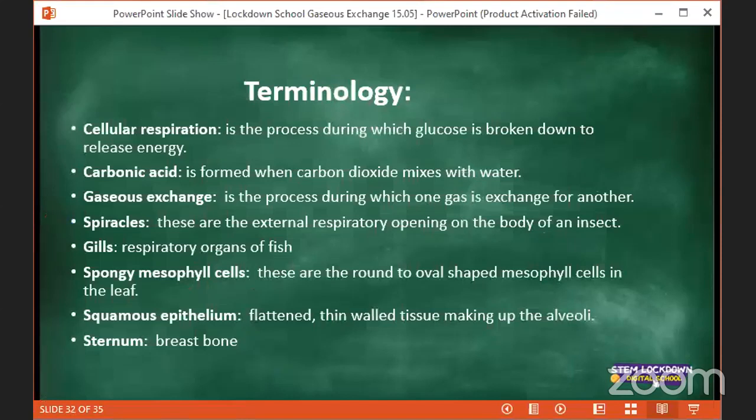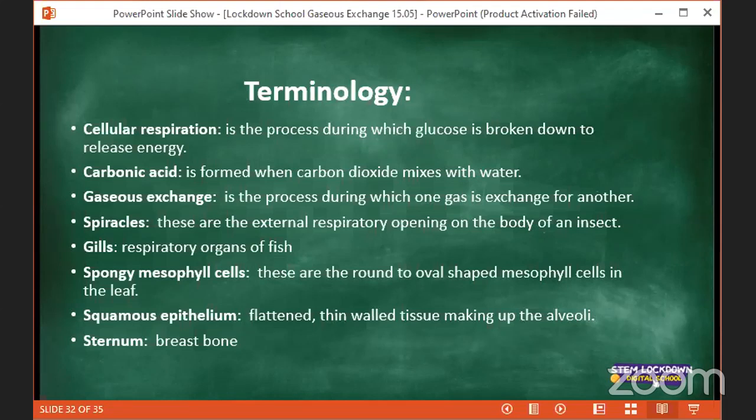Now let us look at the terminology that we have dealt with so far. We looked at cellular respiration, and we said that it is the process during which glucose is broken down to release energy. Just be mindful of your definition of glycolysis and the definition you would give for cellular respiration. Remember, the aim of cellular respiration is to get energy. The aim of glycolysis, in as much as it releases energy, is to break down glucose to pyruvic acid. Just be able to differentiate between the two.